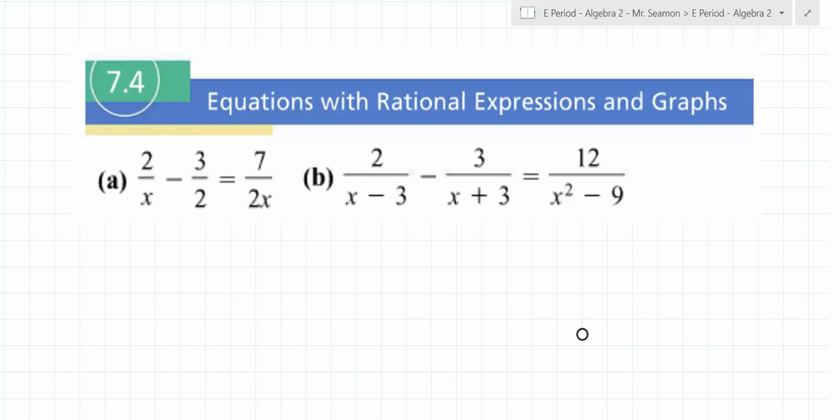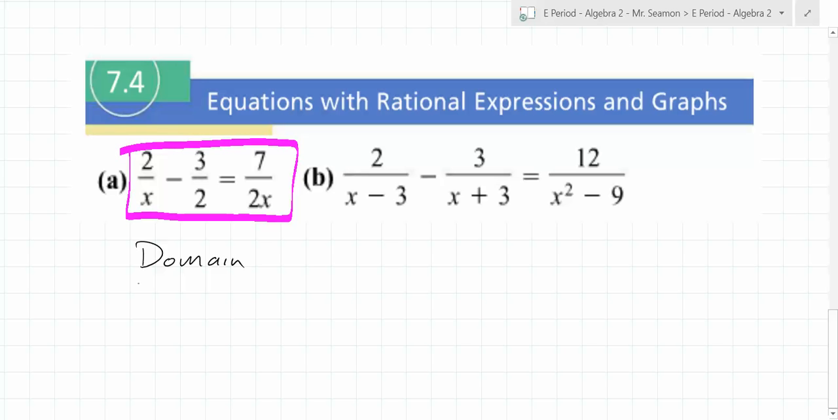Before we solve, though, we're going to find the domain of the equation. To find the domain, remember what we do? We start with all real numbers, and we take away the numbers that you can't plug in. Looking at this equation right here, could someone tell me off the top of their head, what's the domain of this one? It's going to be x such that x can't equal what?